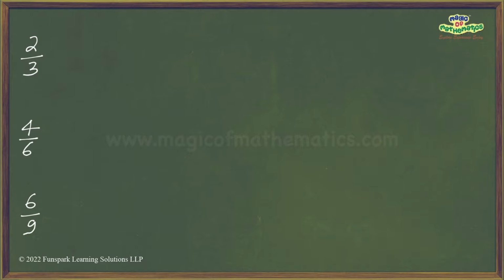Let us now examine how to go about finding out whether a fraction is in its simplest form, and if it is not, how do we go about reducing it to its simplest form. For that, let us first look at the visual representation of the three fractions on the board. The fraction 2 over 3 can be represented by taking a whole, dividing it into 3 equal parts and shading 2 of those parts.